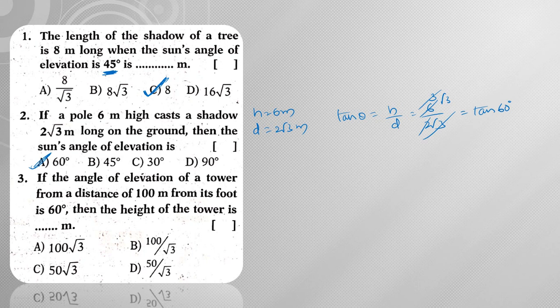Next, if the angle of elevation of the tower from a distance of 100 meters from its foot is 60 degrees, then height. So what he has given: distance is equal to 100 meters and theta is equal to 60 degrees. So simply remember this formula: tan theta is equal to h by d. Now substitute the values. Tan 60 degrees is equal to h by 100. So root 3 is equal to h by 100. From this, height is equal to 100 times root 3. Hence the answer is 100 root 3. So option A is my answer.